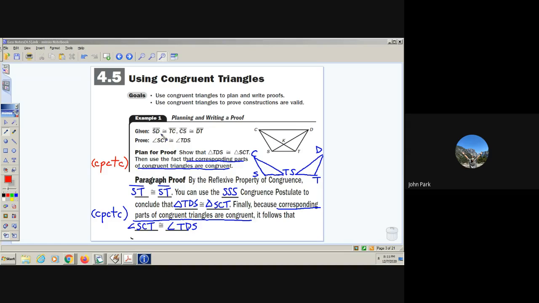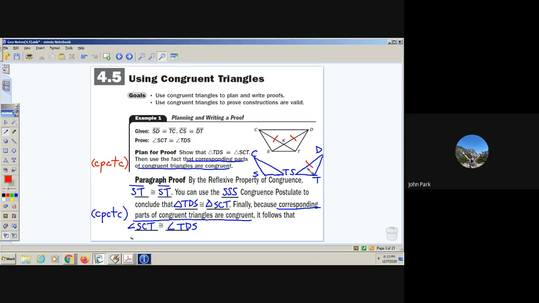So instead of marking just on the picture here, where it says SD is congruent to TC, if I mark it like that, we're not sure if we're talking about just those two smaller segments or the whole thing. And so it's easier if you separate it.